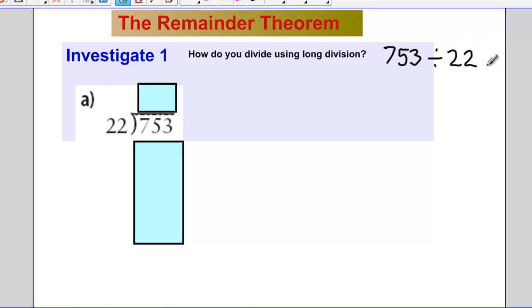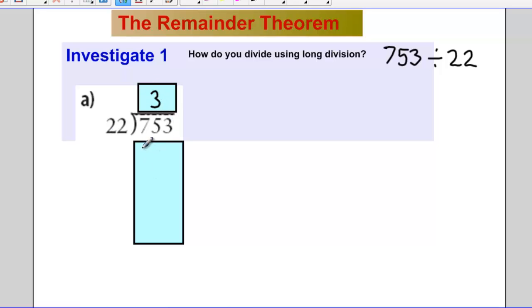You take the number we're dividing by, 22, and you write it beside 753 like this, with our little long division symbol. And then I go place value by place value. How many times will 22 divide evenly into 7? And the answer is none. So I don't write anything, but then I look at the next place value. How many times will 22 divide evenly into 75? I think I can divide 22 evenly into 75 3 times.